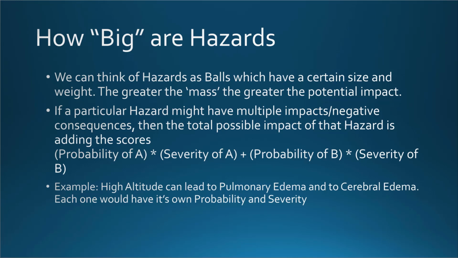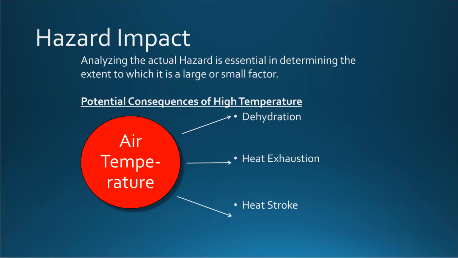Let's take a look at a particular example of a hazard ball and think about how that plays out in the RASM model. The hazard impact. Let's look at air temperature, and we're going to think about this in the context of sports. The potential consequences of high temperature combined with significant physical activity: one is dehydration, another is heat exhaustion, and the third and most serious is heat stroke.